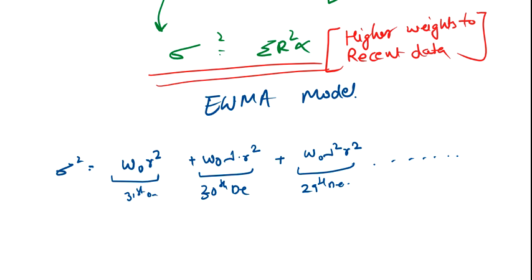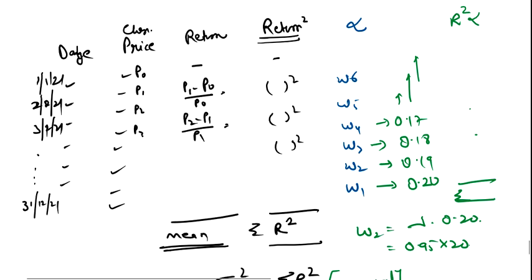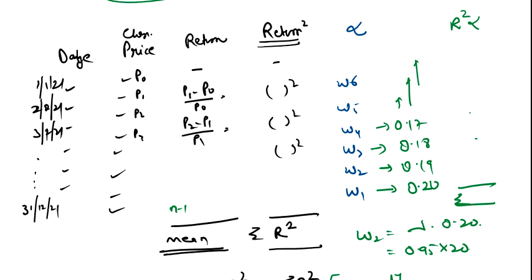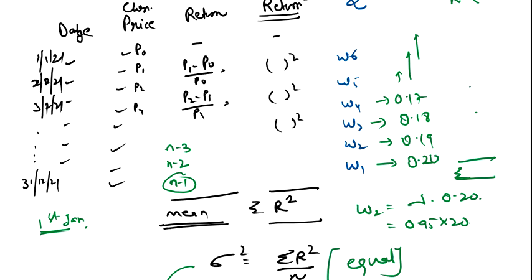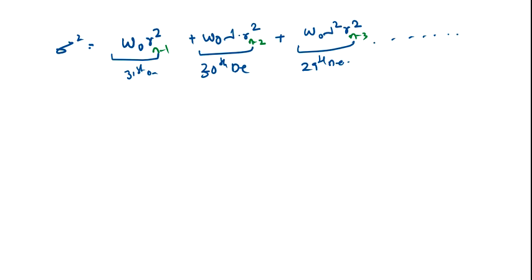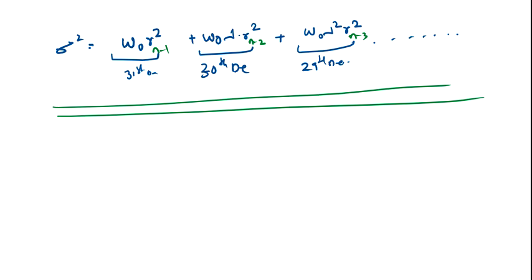Now this return is for n minus 1, this return is for n minus 2, this return is for n minus 3. Clear? You can see that this is one day before, because right now I am standing on 1st of January. So this one is n minus 1, one day before 1st of January, that is 31st of December. This is n minus 2, this is n minus 3. I am just giving the notation to the returns. So this is how I calculate the volatility with the help of the EWMA method.